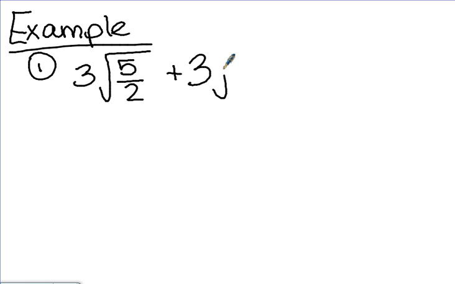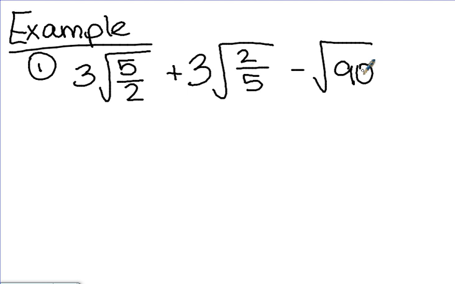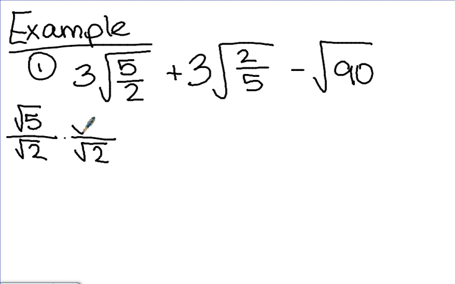So the first example, 3 square roots of 5 halves plus 3 square roots of 2/5 minus square root of 90. We want to simplify this completely. So the first thing we need to do is get rid of the fraction inside the square root symbol, because we can't have a fraction in the square root symbol. So we'll start with the square root of 5 halves. Keep in mind that to get rid of the root in the denominator, we multiply by that same root on the top and the bottom. So 3 root 5 halves becomes 3 square roots of 10 over 2.